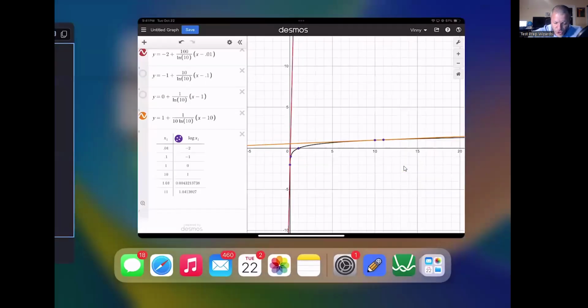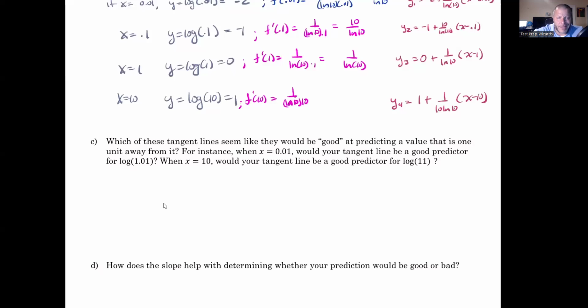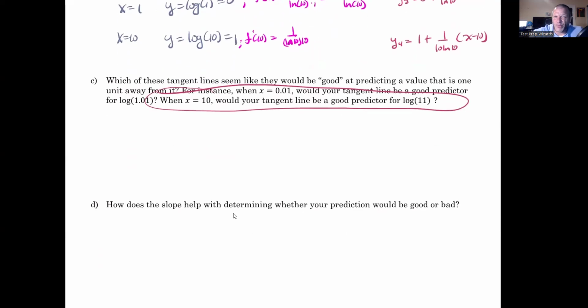So that's the whole gist of question three. So what would be the best line? This one here would be the best approximation of the ones that we got. That also is point D, right? The shallower the slope, the better our prediction is going to be for linearization.